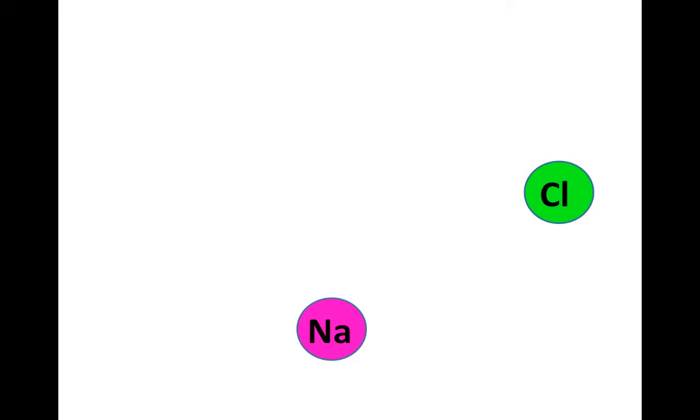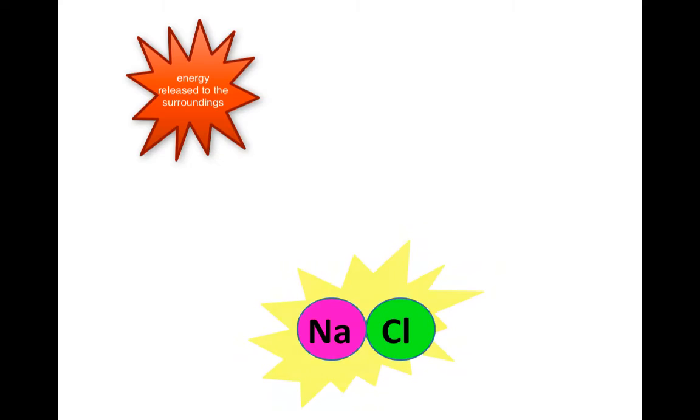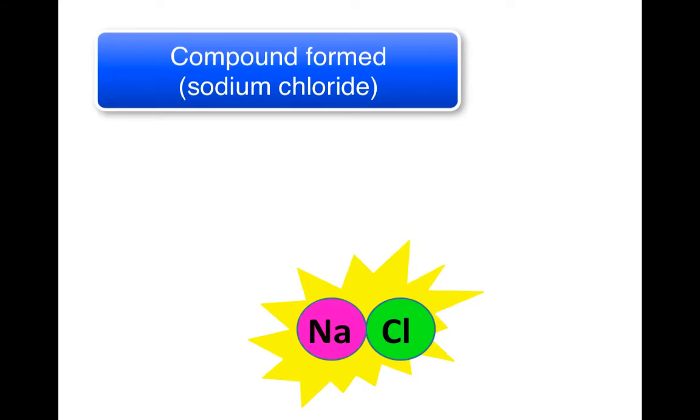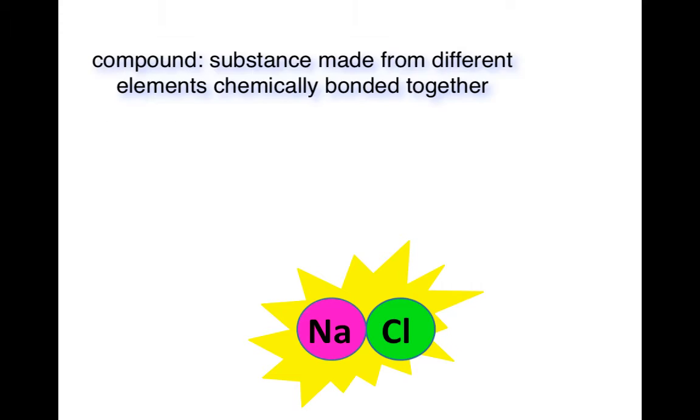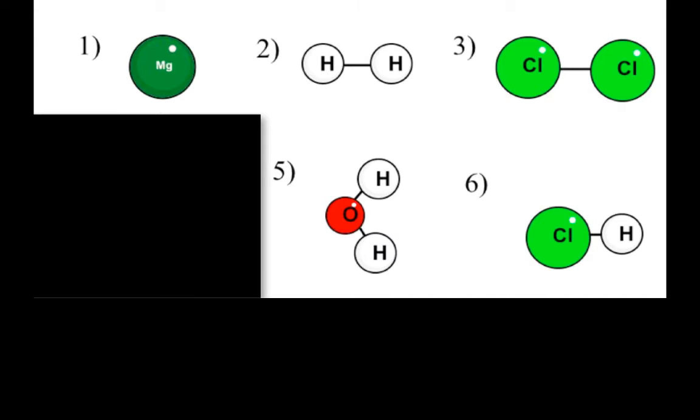Okay, when elements react together, this is a really simple representation here. There's usually a detectable energy change, and when that happens we form a new substance, and the new substance is called a compound. So elements react together to form compounds, which are substances made from different elements that have chemically bonded together. Again, really important here that you understand that this is a simple representation, but we've got the language here.